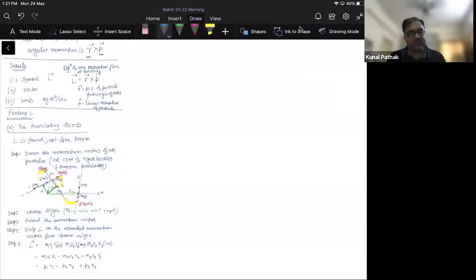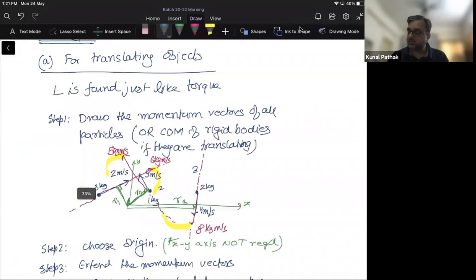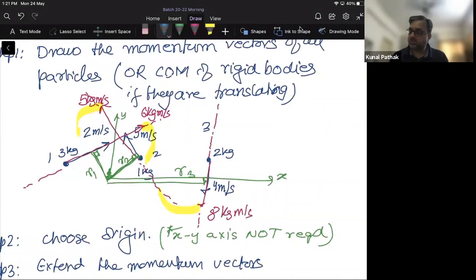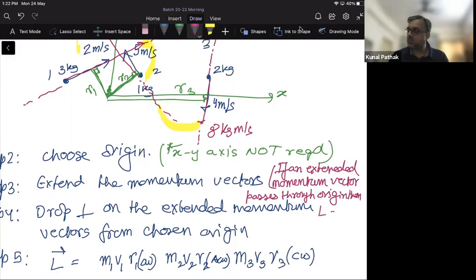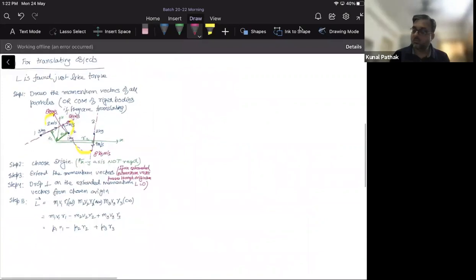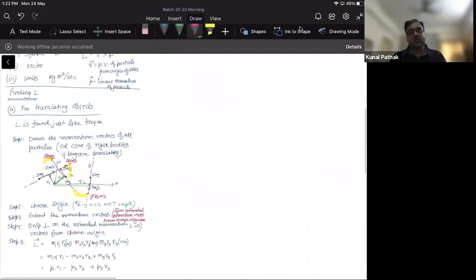If the vector passes through the origin, then angular momentum for that particle is 0. Yeah, I will write this. Please note this down.